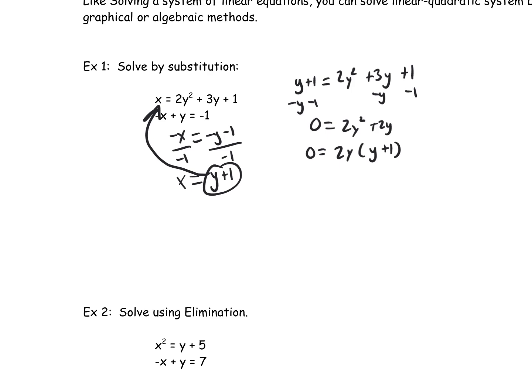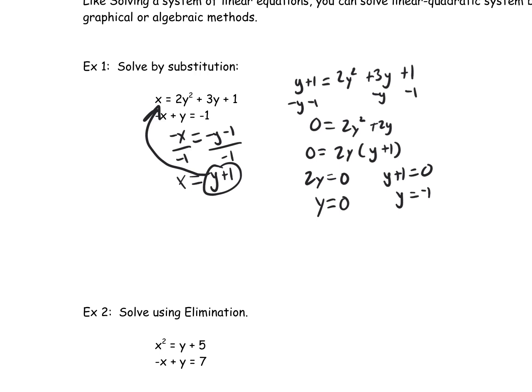Our zero product property says that when you have two things that multiply together to equal 0, one of them must be 0. So if I have 2y times y plus 1 equals 0, that means either 2y is equal to 0 or y plus 1 equals 0. And if 2y equals 0, then y equals 0. And if y plus 1 equals 0, then y is equal to -1. So what we have now are the two y values of the solutions of this system. And we have two solutions, so we're going to run each of those through one of our original equations.